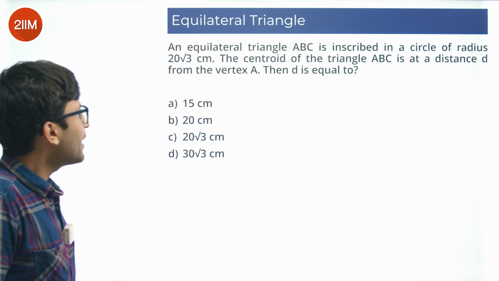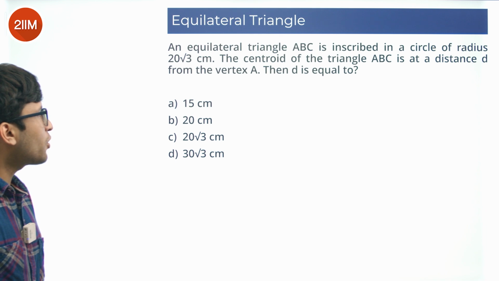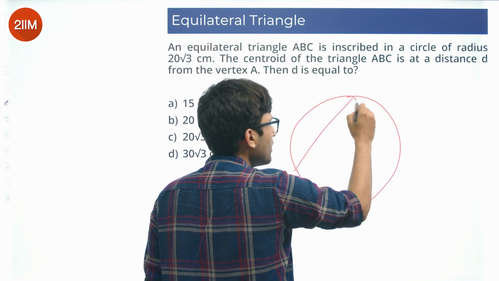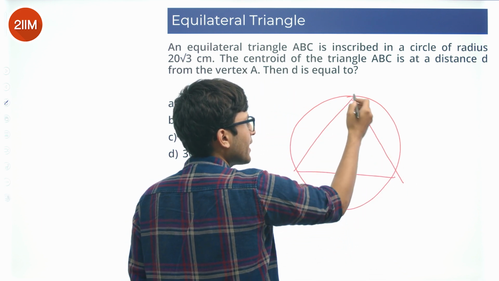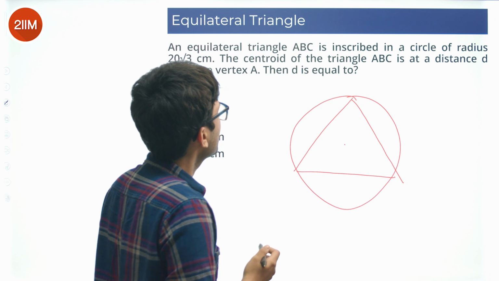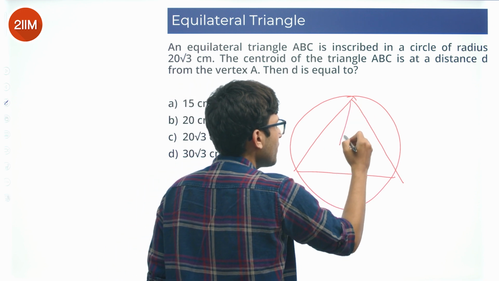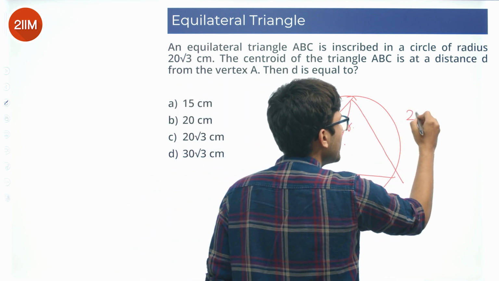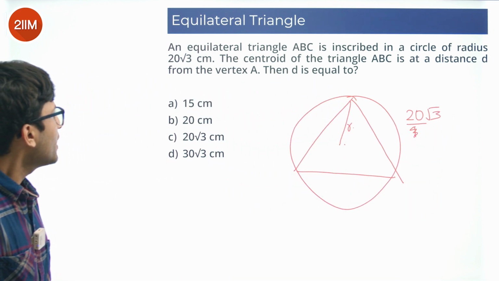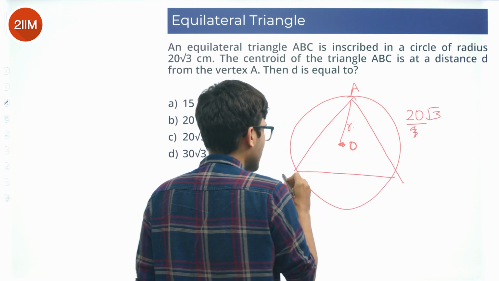An equilateral triangle ABC is inscribed in a circle of radius 20 root 3. The centroid of the triangle. First of all, let's draw till this point. There is a circle, and there is an equilateral triangle inscribed in the circle. And then the radius r is equal to 20 root 3. So these are the things which they have given to me, and they are asking me the distance between the centroid and one of the vertices.